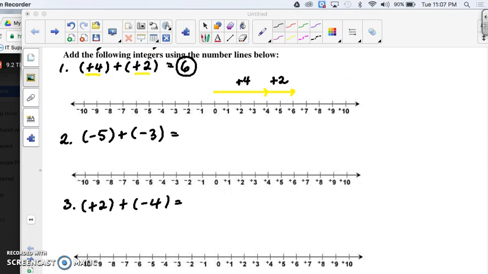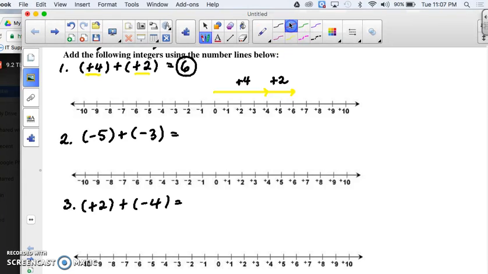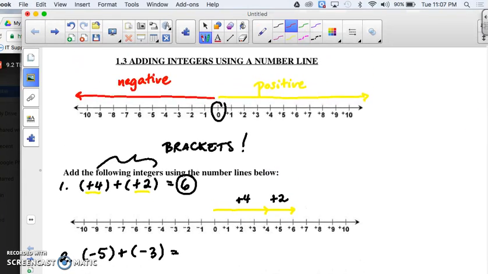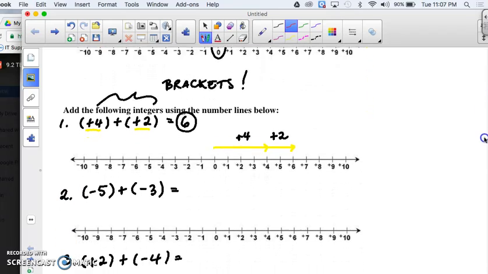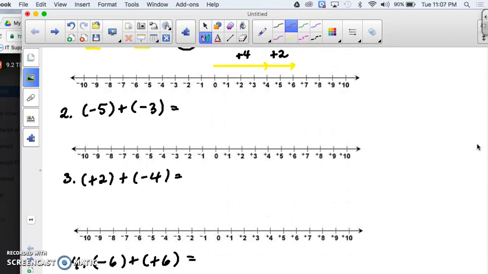Okay, now on to number 2. In number 2, you have a negative integer and another negative integer added together. So remember that negative integers we established at the top are represented by red. So you're going to take your red pen. I'm just going to underline the negative here. So you've got negative 5 and negative 3. Now, similar to what we did in number 1, we're going to start at 0 for the first integer. And then we're going to stop at negative 5.